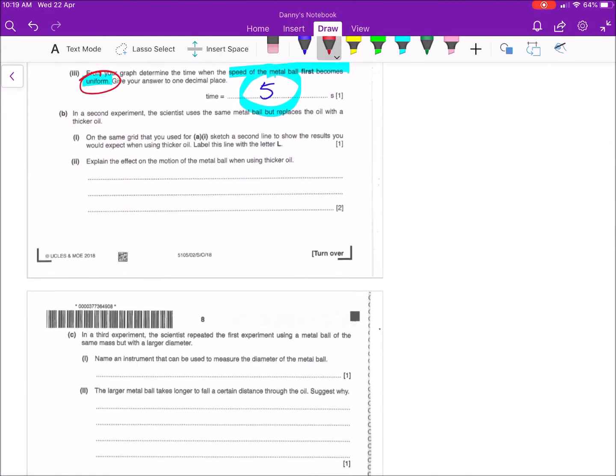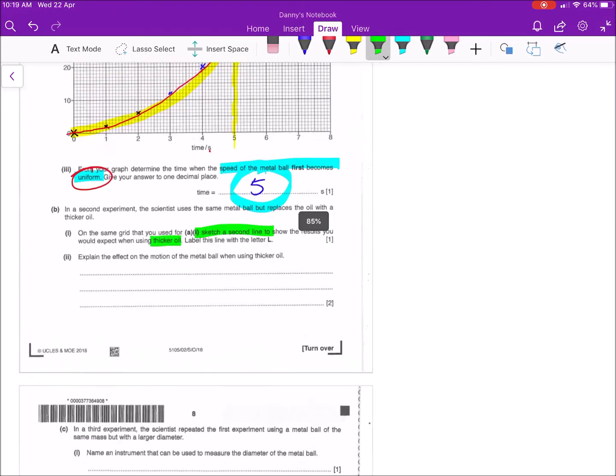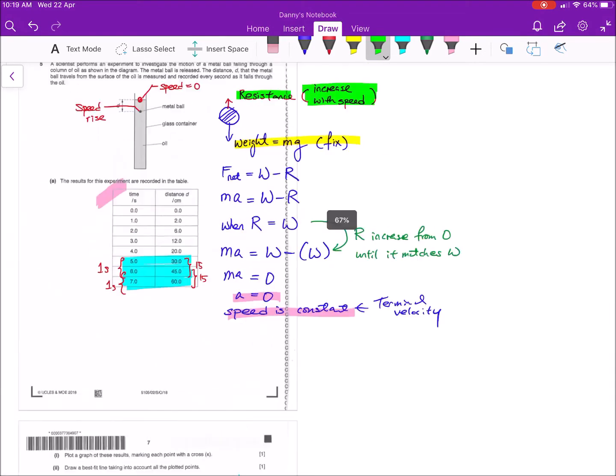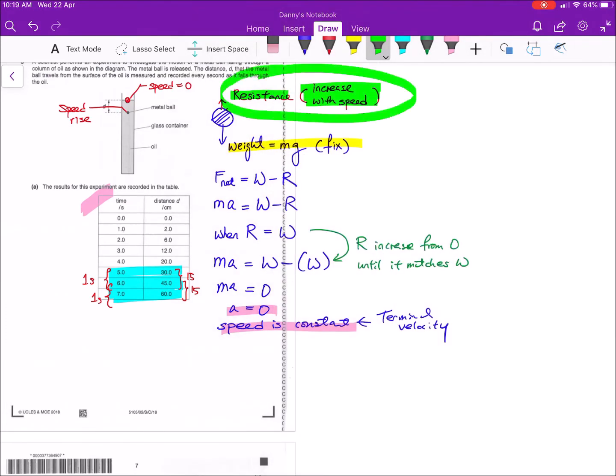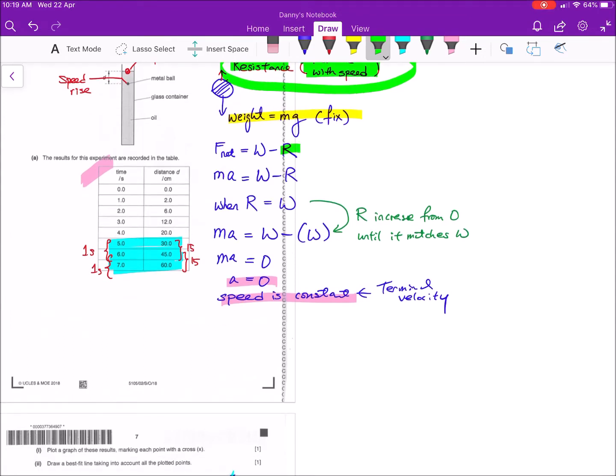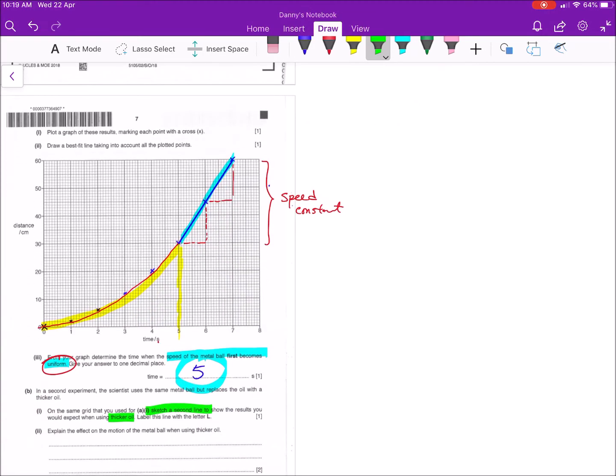Okay. So after that, they ask you to actually sketch a second line, but this time round with thicker oil. So when you have thicker oil, what happens is that your resistance will actually increase at a faster manner. So it means that this R over here would have a larger value and it will increase quicker to match the W. So in this case, it means that it would reach the constant speed at an earlier time.